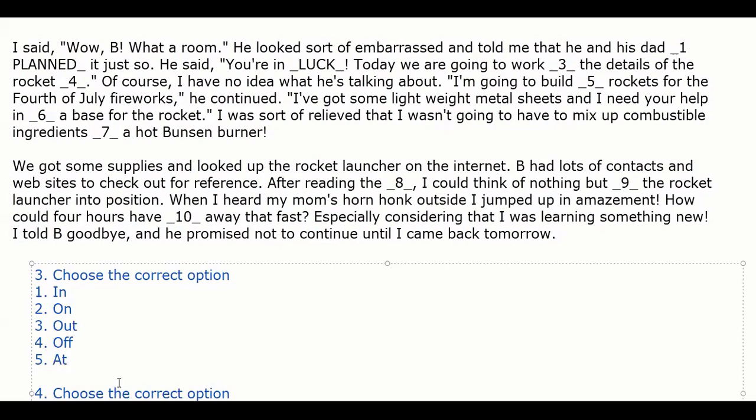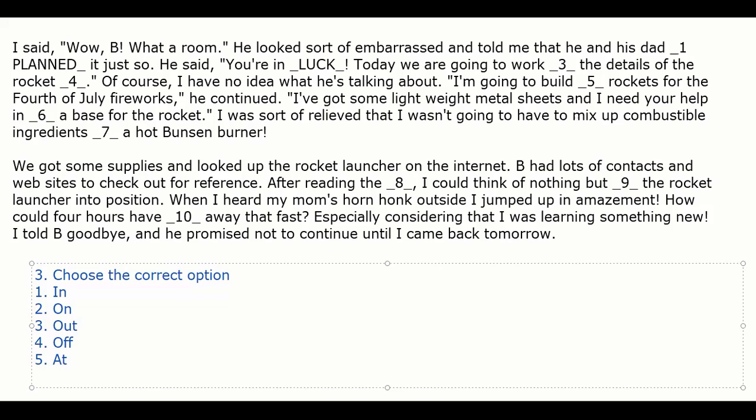Third one is this. It's a preposition thing. Choose the correct option, whether it's in, on, out, off, or at. You are in luck. Today we are going to work dash the details. Achintya says 3. Moksha says no, Devender says 2, means on. Let's see. Moksha, what do you say? Meghna, what do you say? Meghna, try all of this, please. Meghna says out. Meghna, explain why it's out.